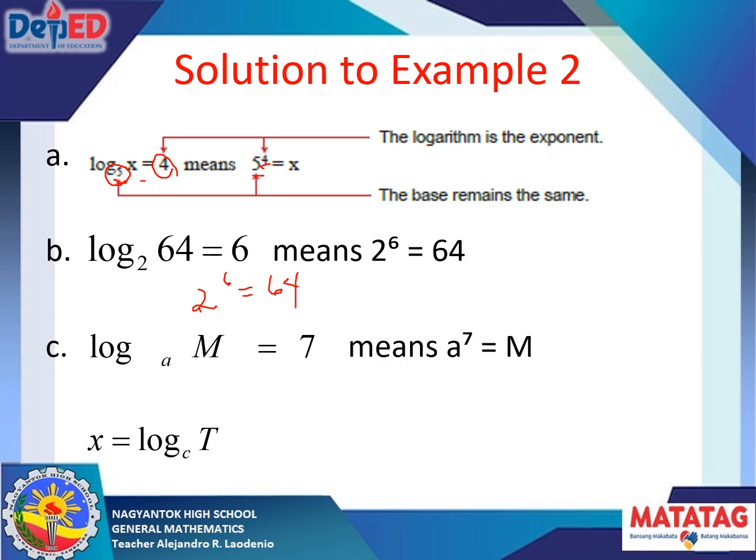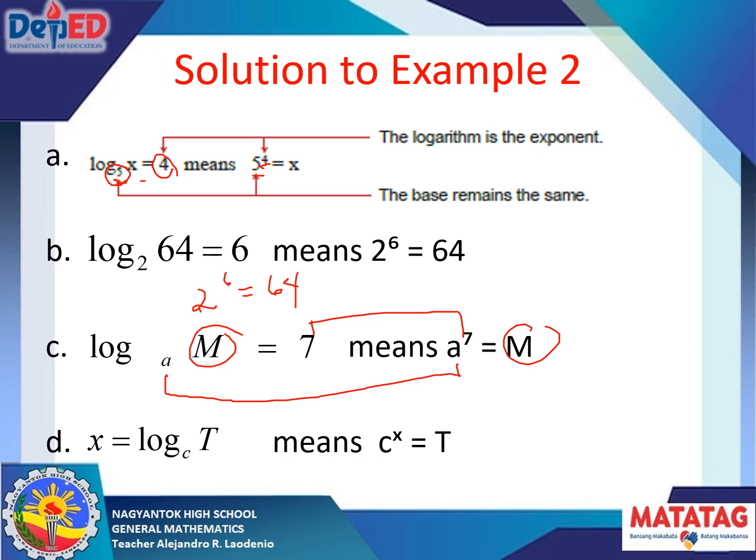Number 3, for example, log of m to the base a equals 7. So our base is a, our exponent is 7, and we have equals m. Okay, and last, x equals logarithm of t to the base c means, so this is our base, which is c, and our exponent, which is here x, and the value of t is still the same.